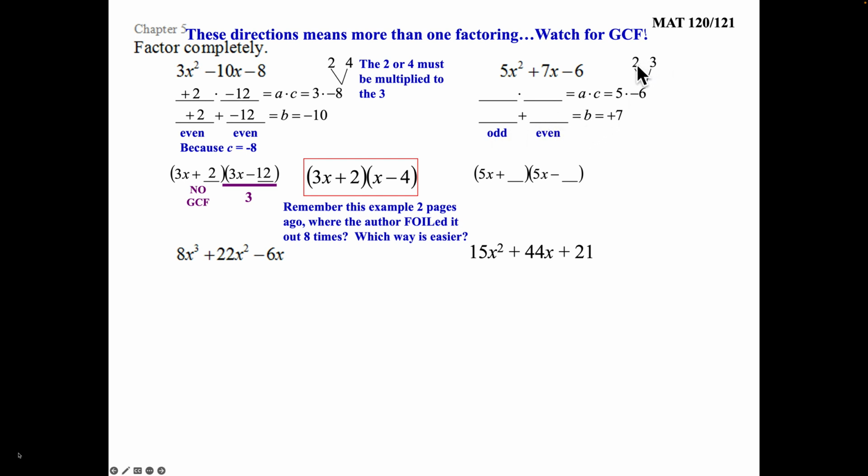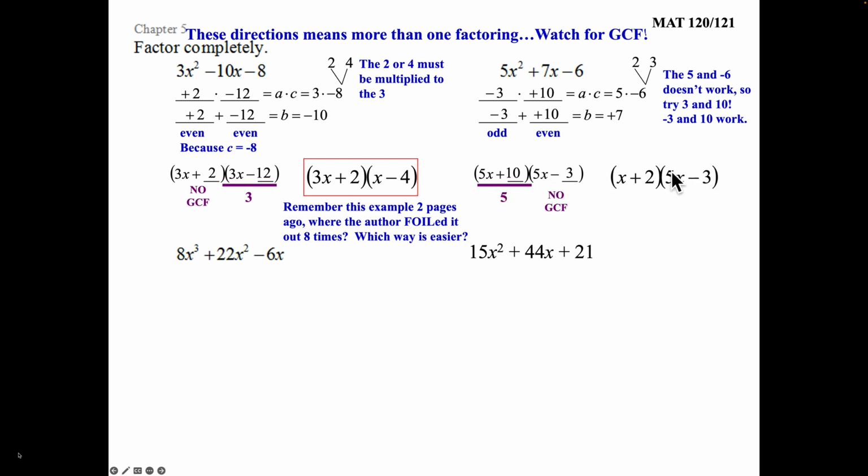So I'm thinking here is that, well, 5 is isolated. 5 and 6 don't work, so let's isolate the 3. 2 times 5 is 10. 10 and 3, there they are. So a negative 3 and a positive 10. 10 minus 3 is my 7. So since 3 is negative, it'll go in the minus blank. 10 is the positive, goes in the plus blank. Take out the GCF of 5 here. Gives me x plus 2. No GCF there. 5x minus 3.